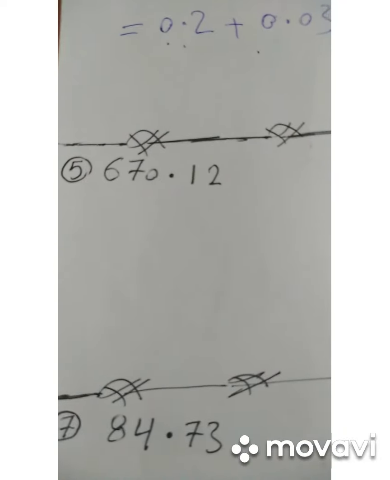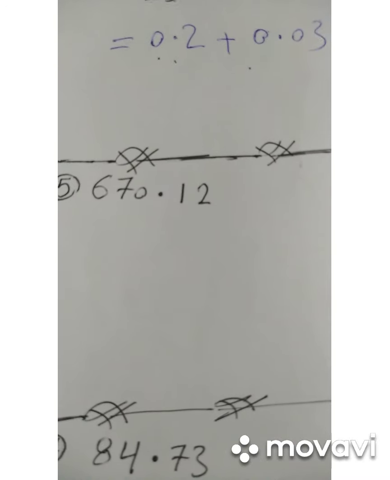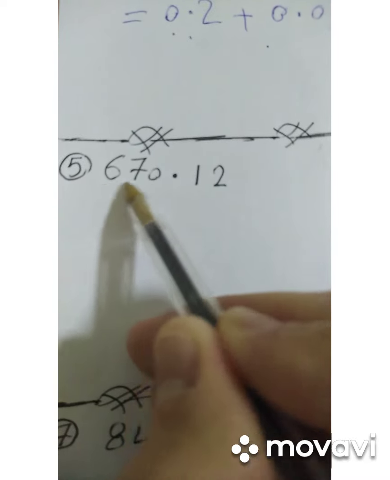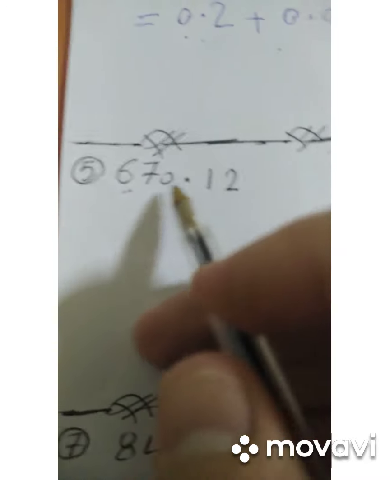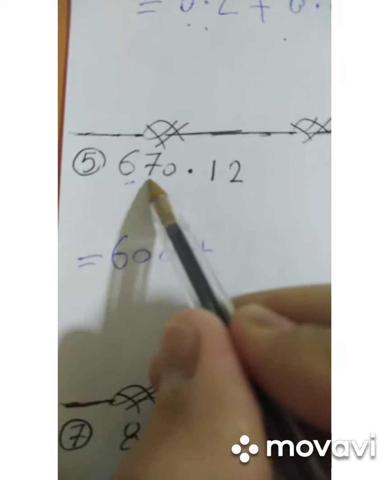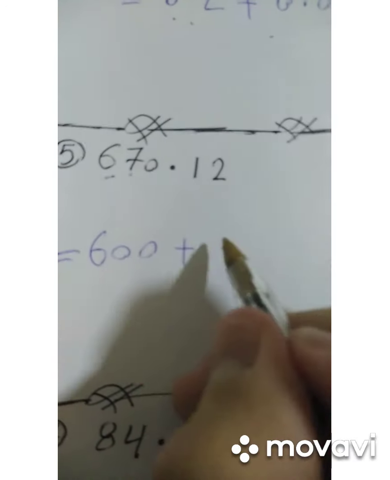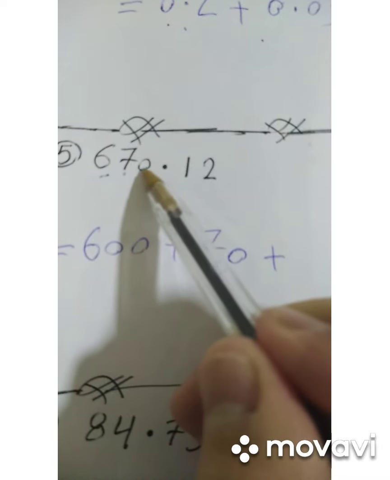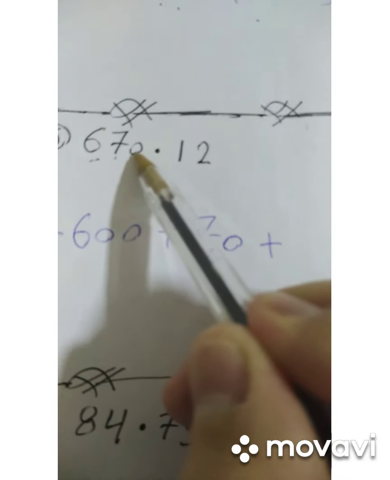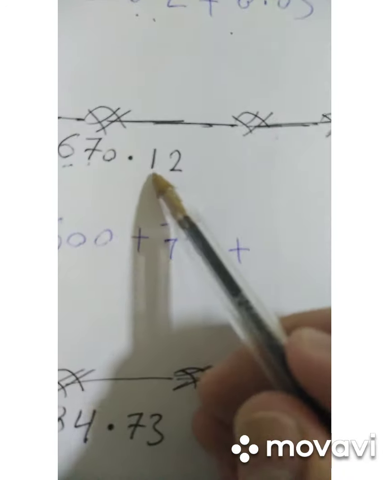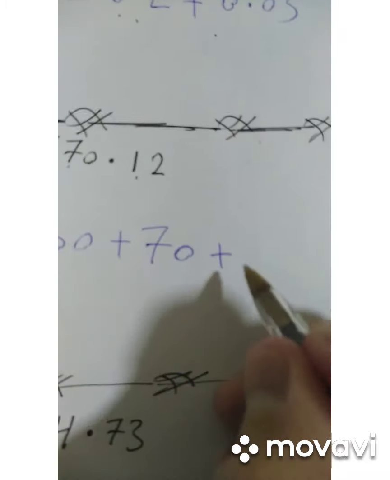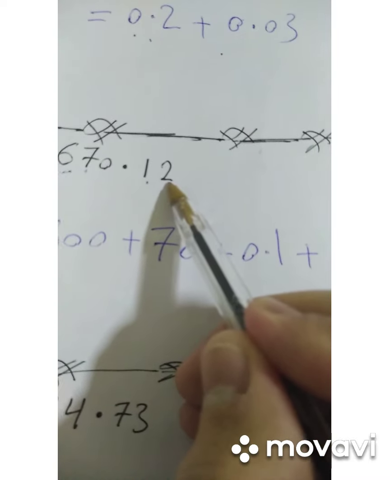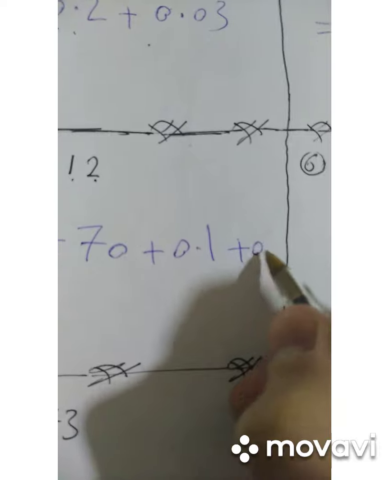Number 5. 670 and 12 hundredths. Start with 6 in the whole, the largest digit. 6 in hundreds equals 600. 7 in tens means 70, plus 0 in ones, and 0 at any place equals 0, so we don't write it. 1 in tenths means 1 tenth, plus 2 in hundredths means 2 hundredths, 0.02.